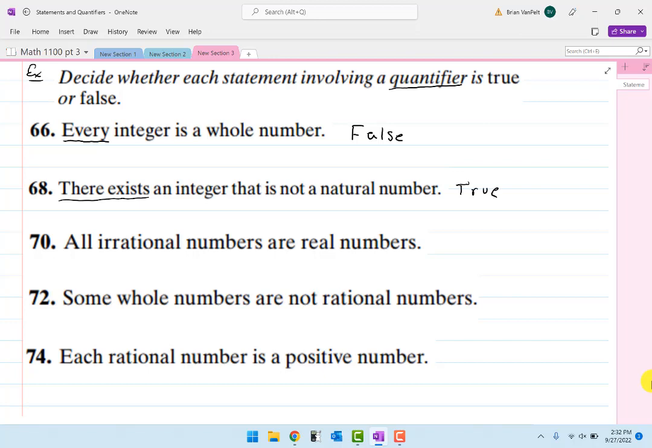All irrational numbers are real numbers. I did not write this down, but let me use this opportunity to write down a set that goes by cursive I. This is the set of all real numbers, so x is in R, but x is not a rational number. So it is true that all irrational numbers are real numbers.